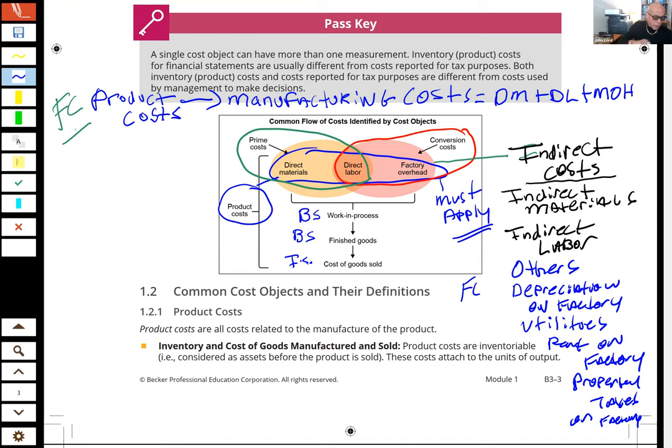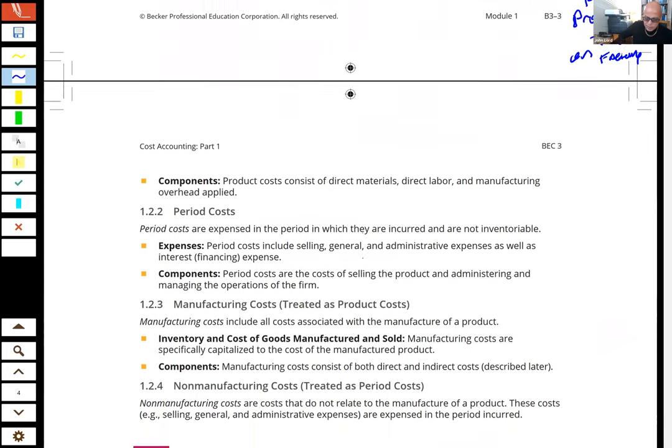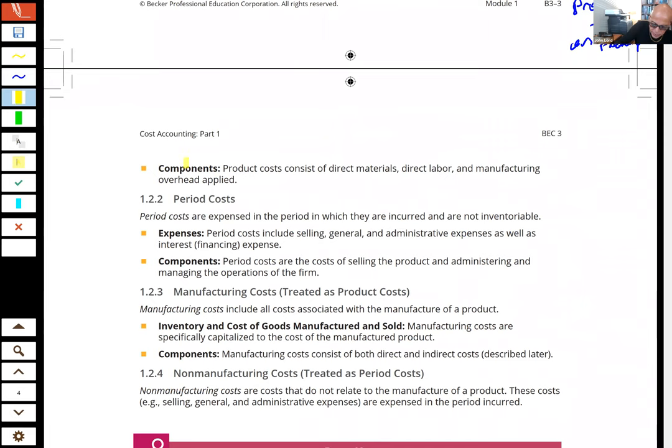Okay, good. Now that's a pretty good little introduction to our product cost. And you can see, looking at the book here, that our product costs are also known as manufacturing costs, so I'll put that up here, AKA manufacturing cost.